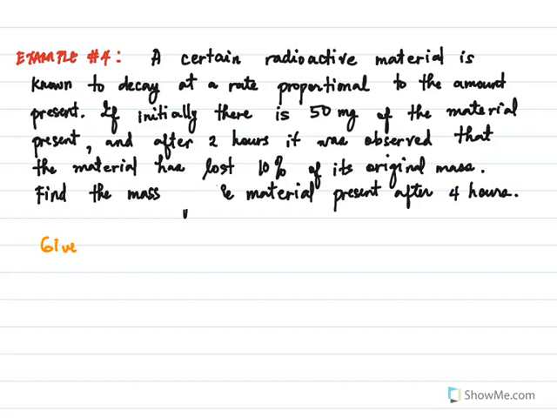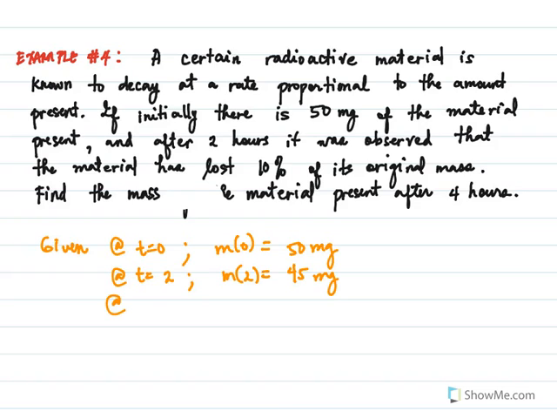So we are given at time equal to 0, your initial amount m of 0 is equal to 50 milligrams. And then at time equal to 2 hours, m of 2 is 45 milligrams. And then we want to find at time equal to 4, what is the amount remaining? So m of 4.